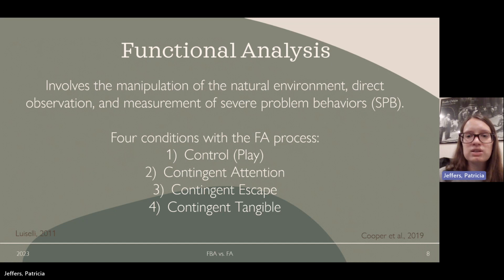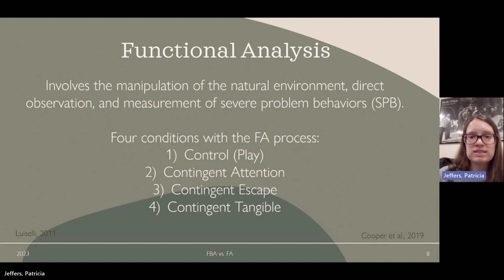It is important to note that there is no standard process for a functional analysis. It is individualized to the specific person being evaluated. And through this process, BCBAs manipulate reinforcers, motivating operations, and discriminative stimuli through four identified conditions. These conditions are comprised of one control and three test conditions. Cooper et al. identify the three test conditions as contingent attention, contingent escape, and contingent tangible. Each condition is presented one at a time in alternating sequence.